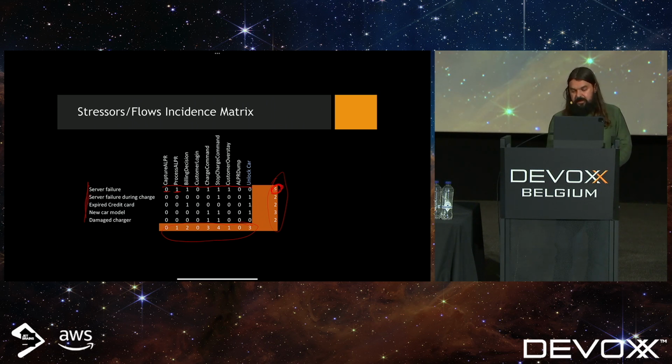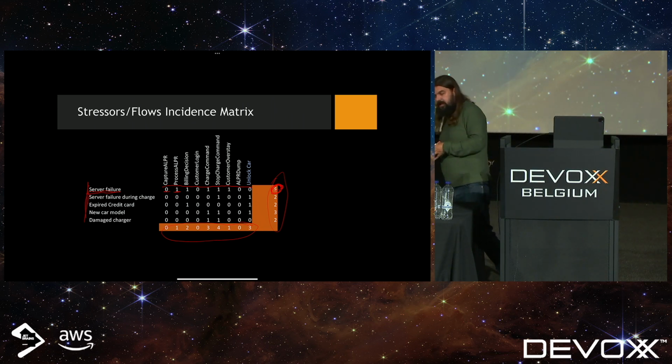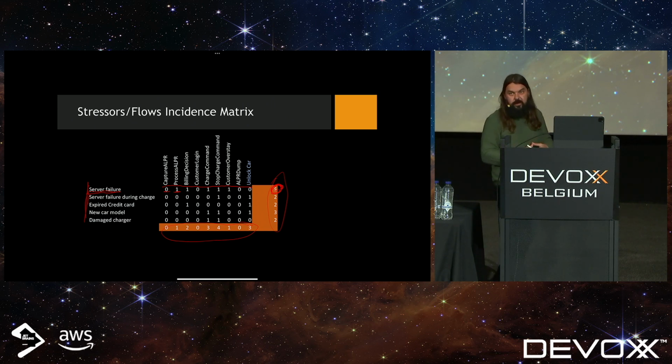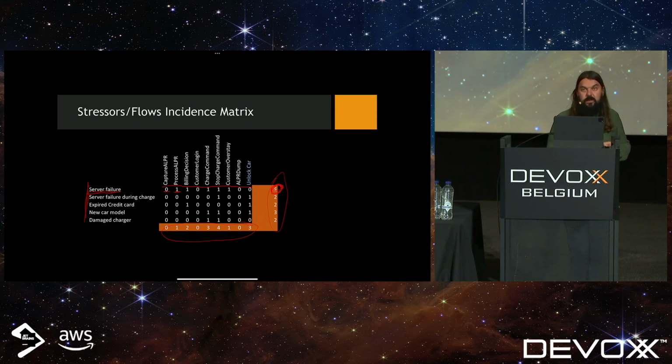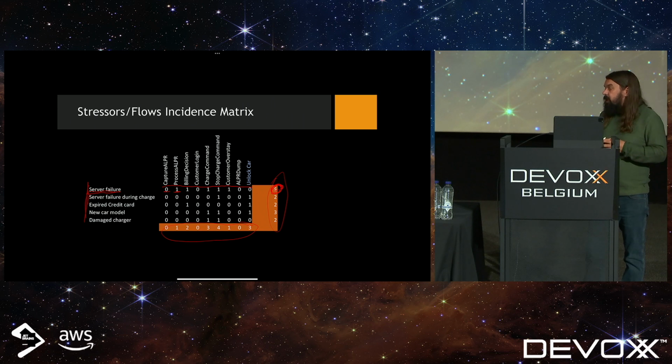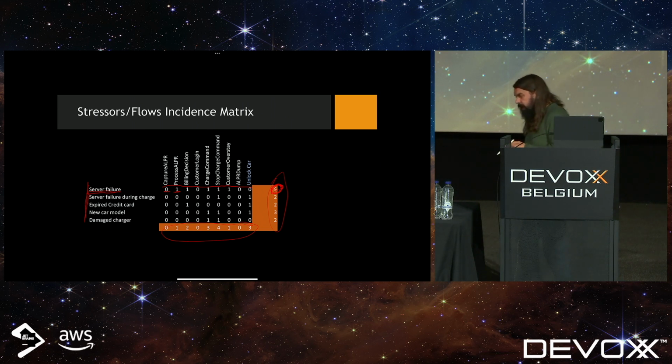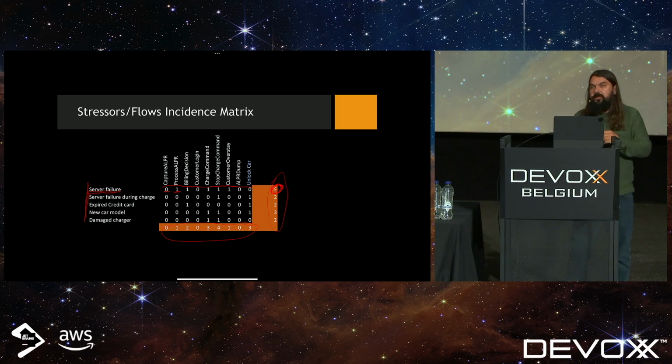Here we can see that this particular stressor, server failure, gives us a very high number of K. A lot of things fail when this happens. So maybe we want to think about how can we refactor this system in order to lower that. Maybe we should have more than one server. Or maybe we should split our services up and let them run on different servers so that they don't all fail at the same time.